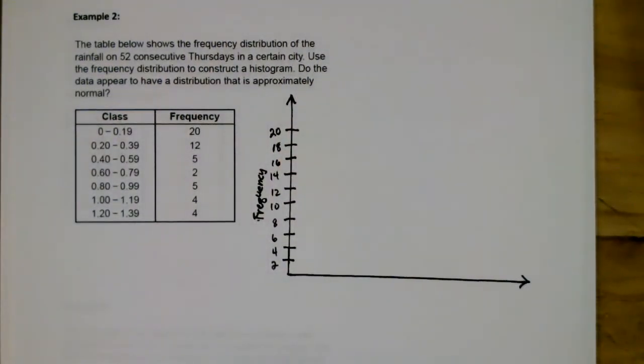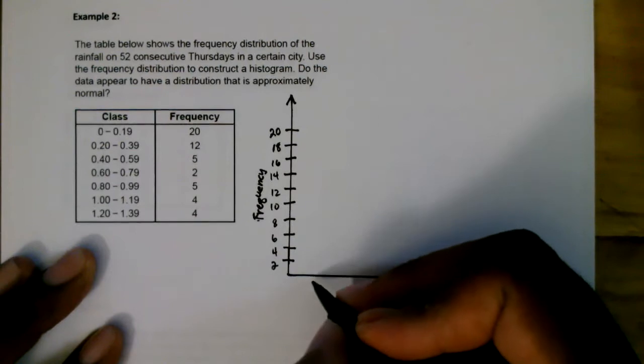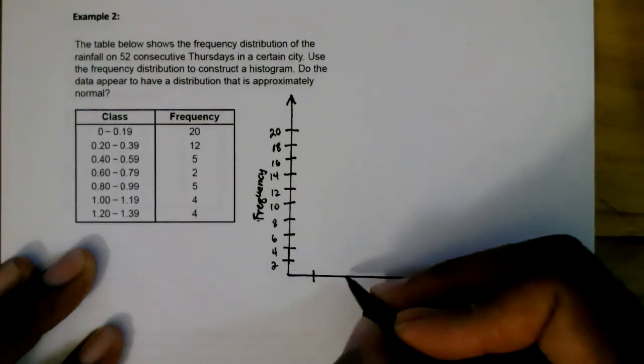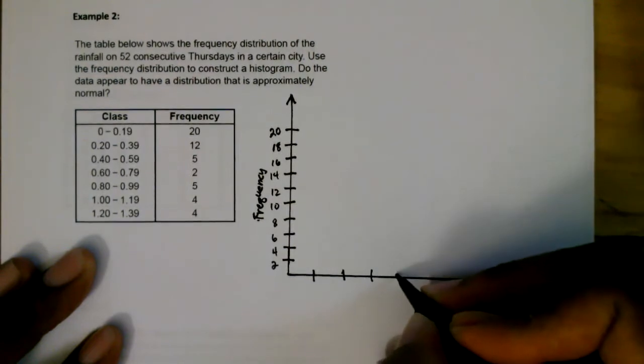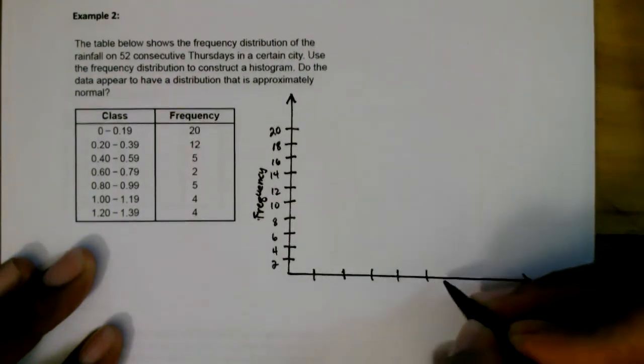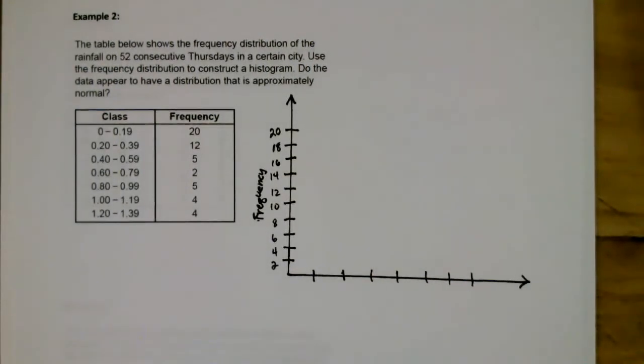Now in this case, for my classes, I'm going to use class midpoints. It's much easier to do a histogram when you're using class midpoints, in my opinion. And here I got 7 classes, so I'm going to do 1, 2, 3, 4, 5, 6, and 7.